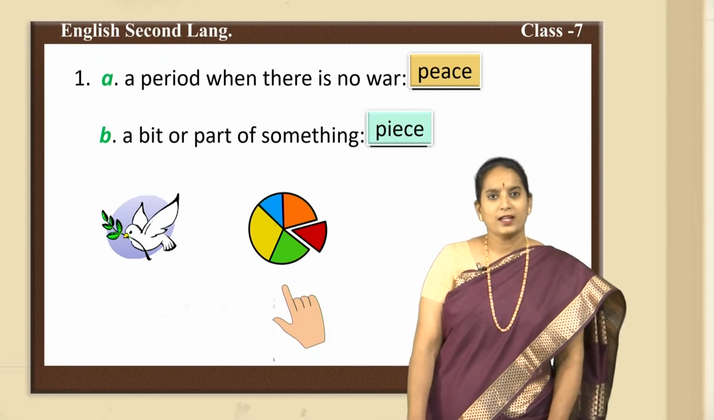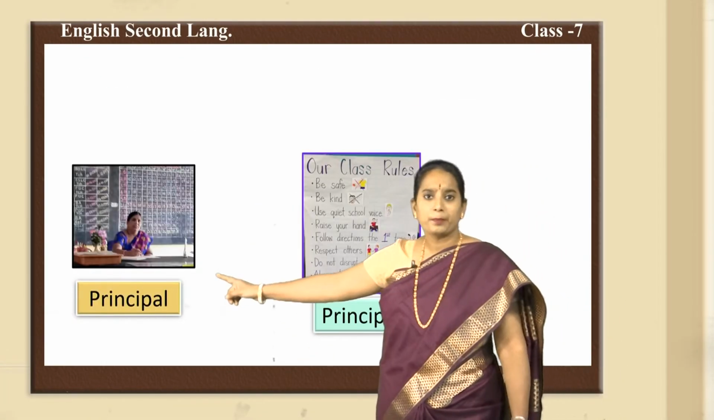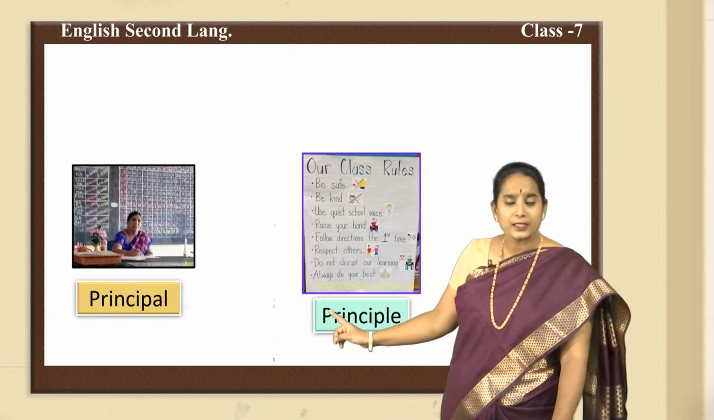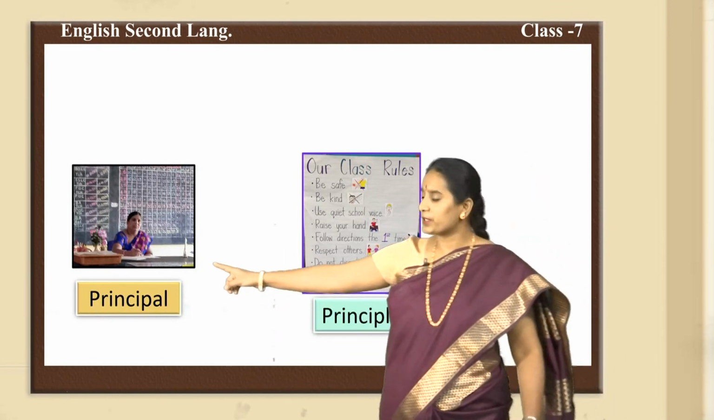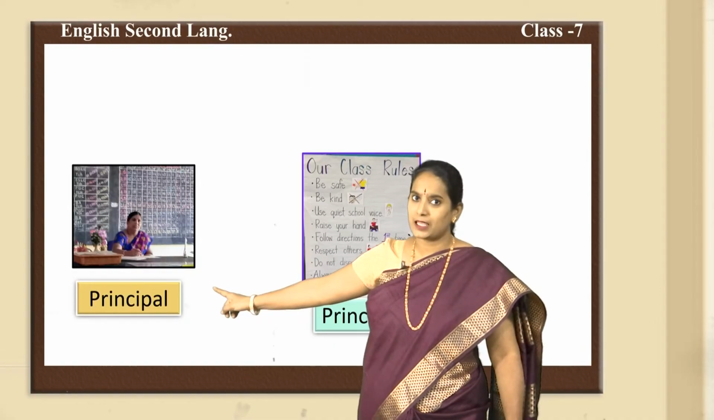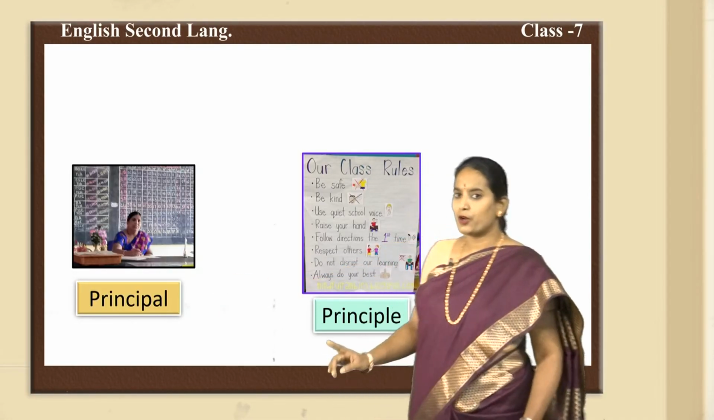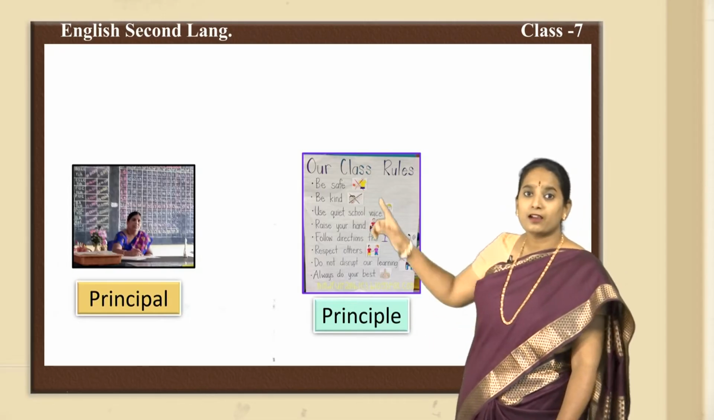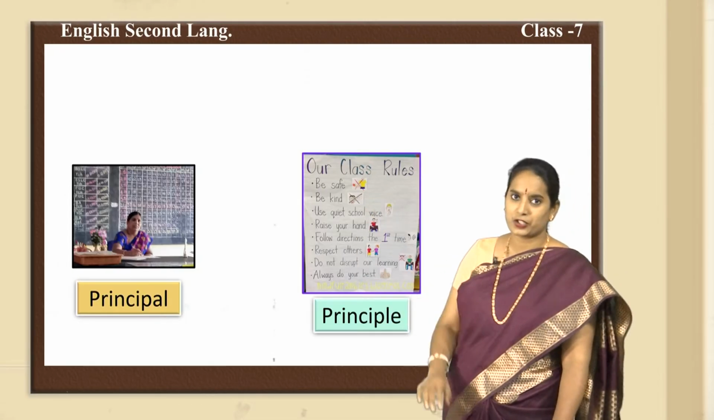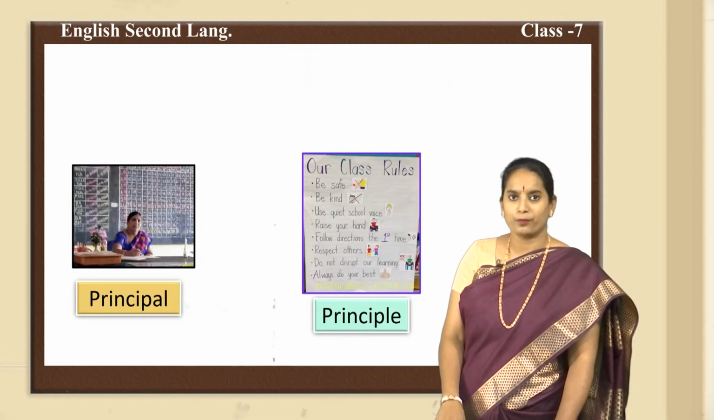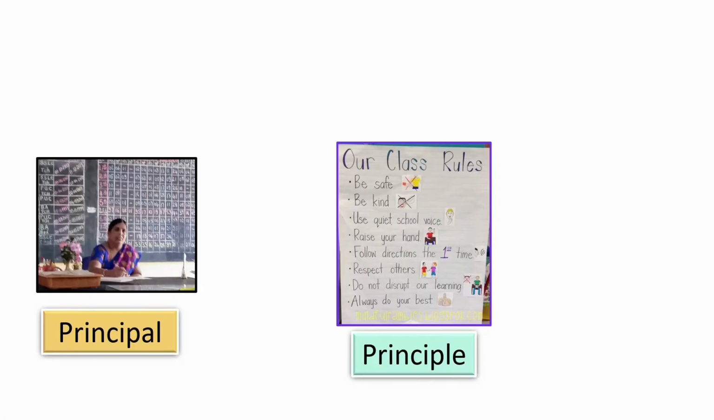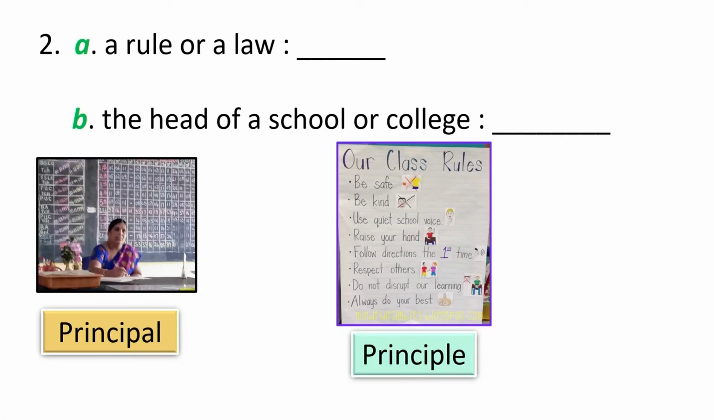Let's move on to our next question. The clues are principal and principal. The first principal, you can see in schools, colleges, right? She is the head of the school. What about this principal? Here are the rules and conditions that we have to follow. Now here comes your question. A rule or a law. Which is the right answer?